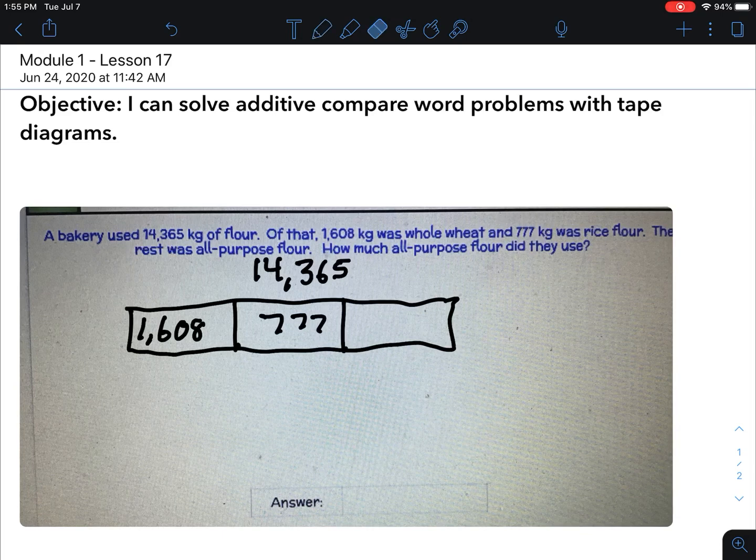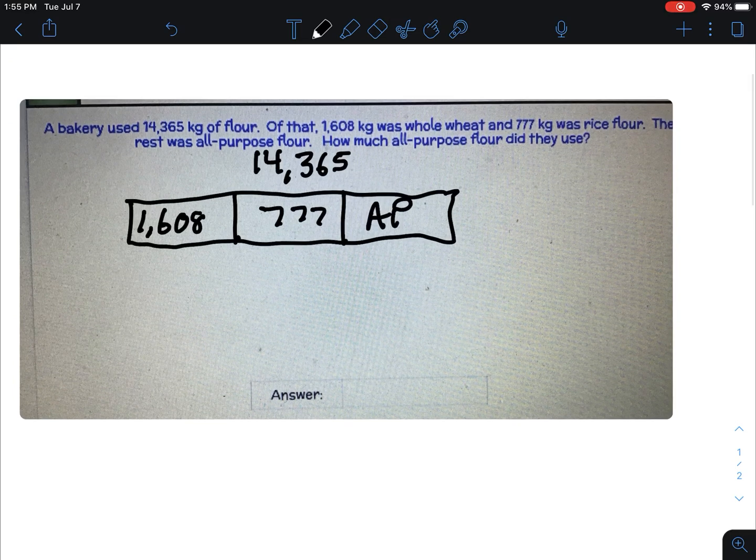Now it says the rest was all-purpose flour. Now we don't know how much that is, right? So you can just put AP if you want, all-purpose. How much all-purpose flour did they use? So the purpose of the tape diagram is just to show you, I think it helps you see how you're going to solve this, right? So we know this whole thing is this amount, and we know this part of it, and we know this part of it. We just have to figure out the rest, okay?